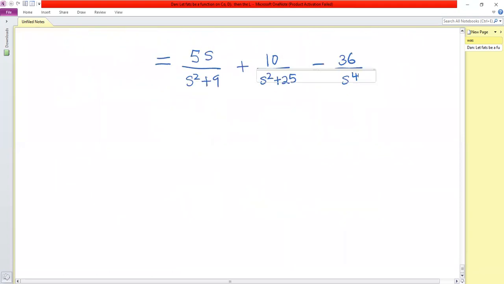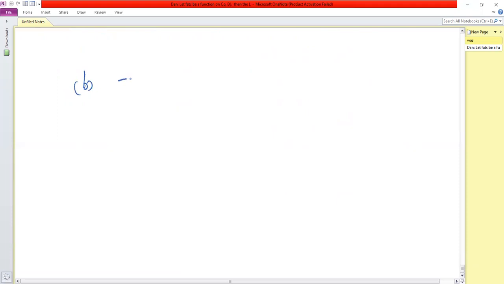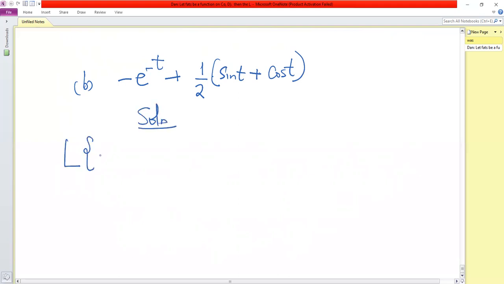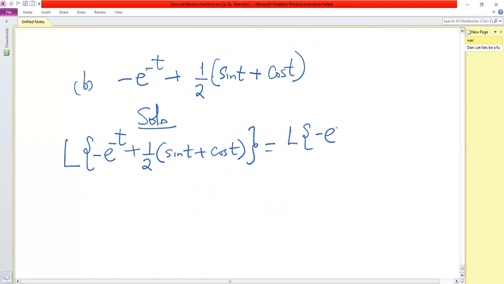And then part b, we have the function minus e raised to power minus t plus a half into sine of t plus cosine of t. Now to evaluate this, we first say the Laplace transform of minus e raised to power minus t plus a half into sine t plus cosine t will be the Laplace transform of minus e raised to power minus t plus the Laplace transform of a half into sine t plus cosine of t.